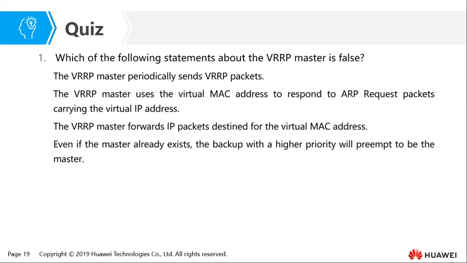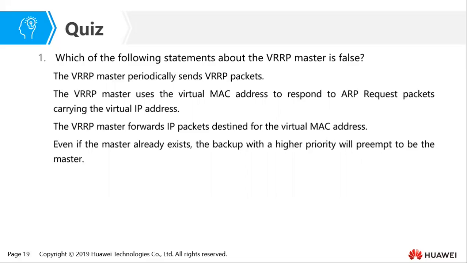We looked at the virtual MAC address. When the devices want to send packets to the virtual gateway, they also have to be able to communicate via layer 2. So they have to send ARP request packets with the destination address of the virtual IP address, so that they can then obtain the virtual MAC address. So that is true. And the VRRP master forwards IP packets destined for the virtual MAC address.